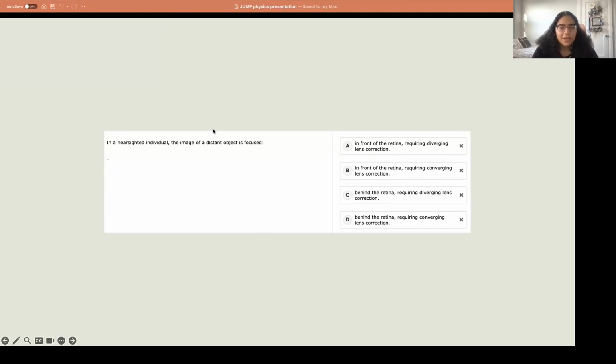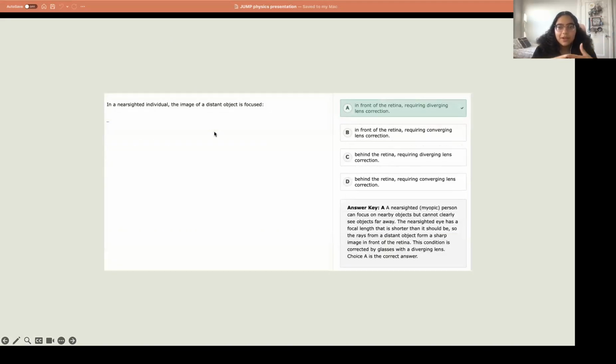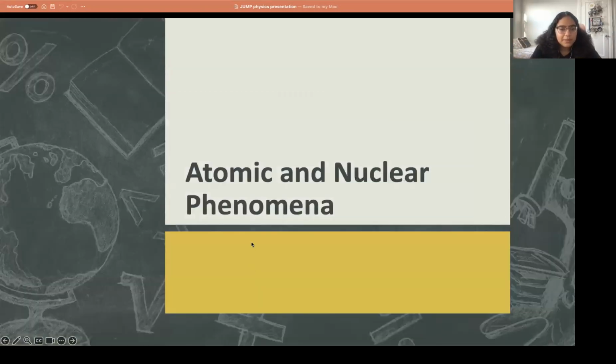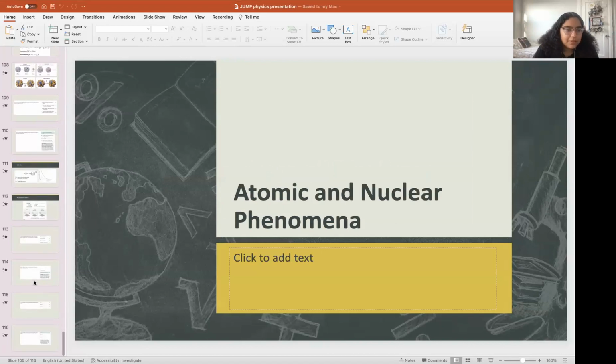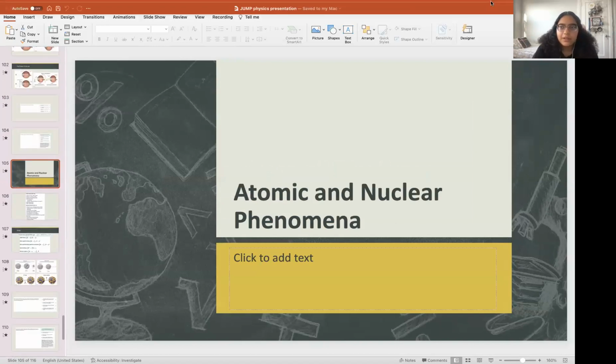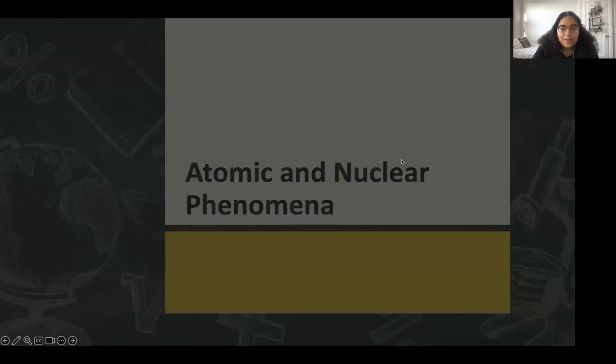Okay, in the interest of time, I'm going to keep going. So like we said, it's going to be in front of the retina for nearsighted, also known as myopia, and so you're going to need a diverging lens to diverge it just a bit further. Let me see how many slides I have left. Okay, not too bad. We'll go a little faster on these to get in the time.